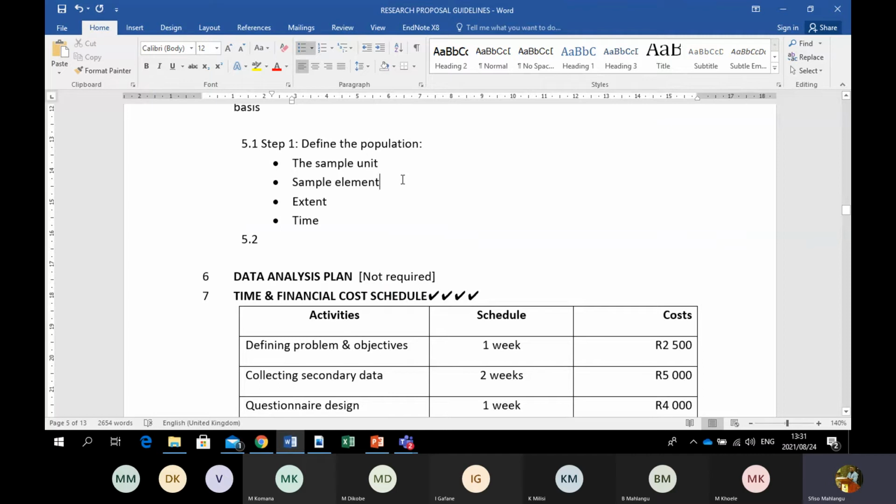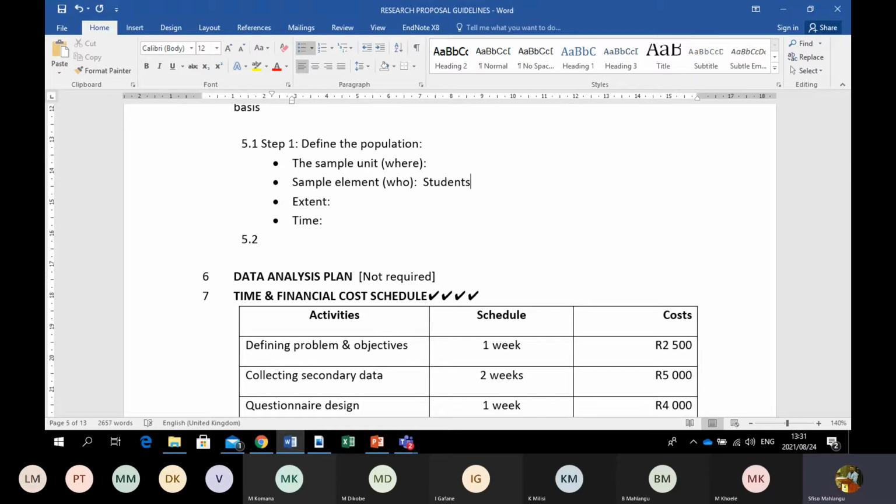Remember, our sample unit is where we're going to find them. I always love to start by answering the sample element because it's easy to picture who you are going to interview, followed by where I'm going to find that person. So starting with the sample element, remember this is the who part, and then the sample unit is the where part. So it said students.